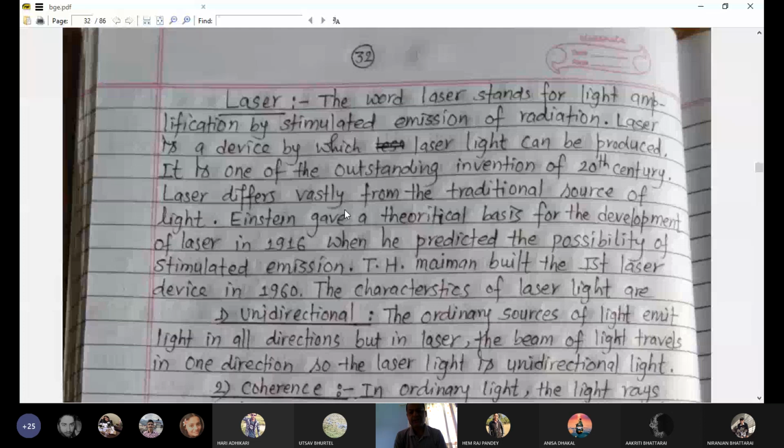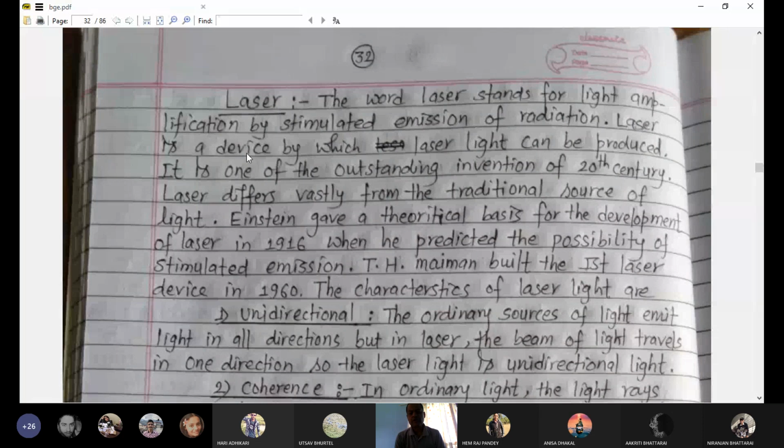And the first theoretical basis for the development of laser was given by the scientist Einstein in 1916, and he predicted the possibility of stimulated emission. You know about stimulated emission. When Einstein gave the idea about the possibility of stimulated emission, then laser was produced.